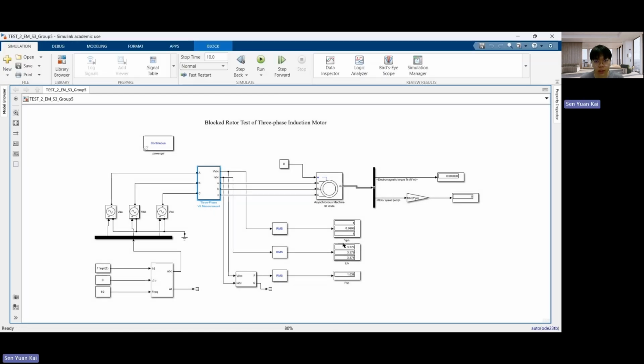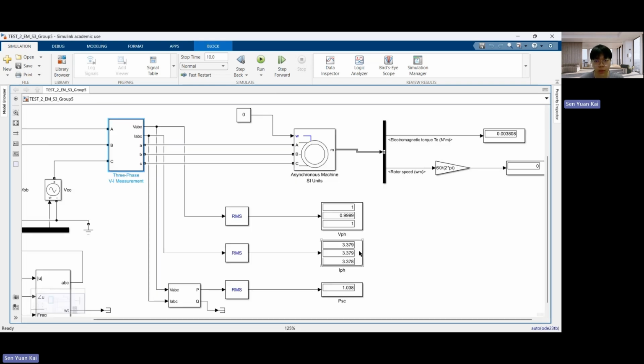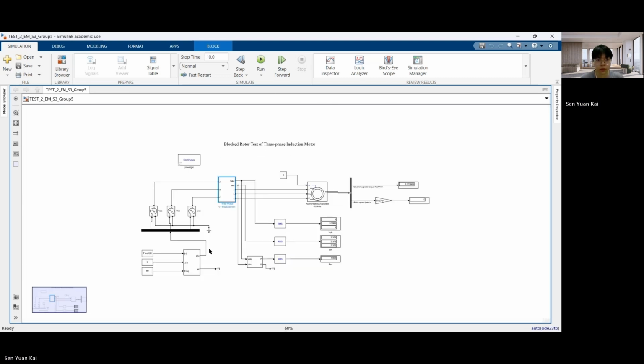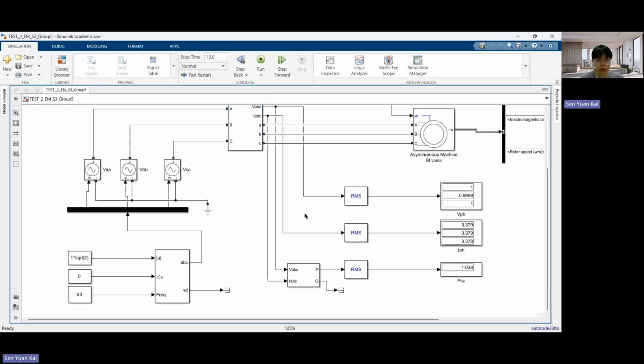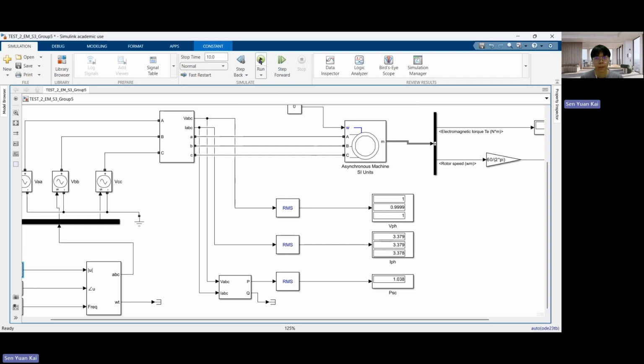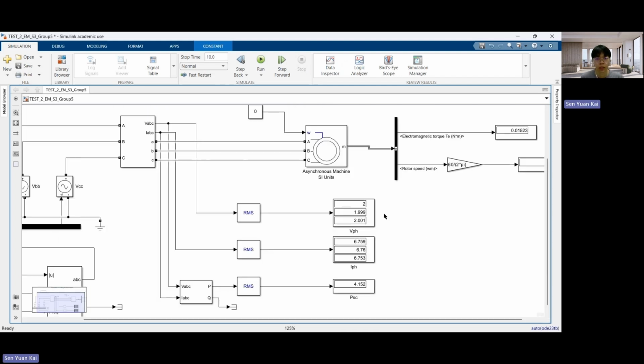After we run that, we observe that the V phase is 1 volt, the I phase is 3.379, and the power short circuit is 1.038. To change the value, we change this one to 2, then apply and OK. Then we will get different values. We run it and get different values of V phase, I phase, and power short circuit. From this, our group will tabulate this data.